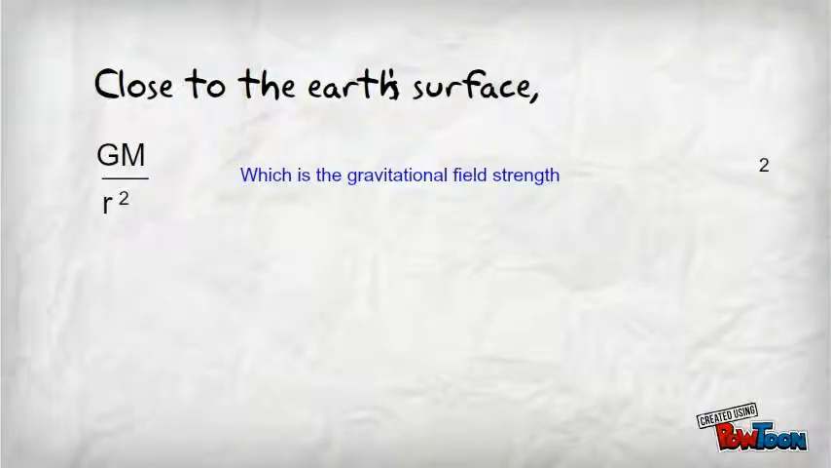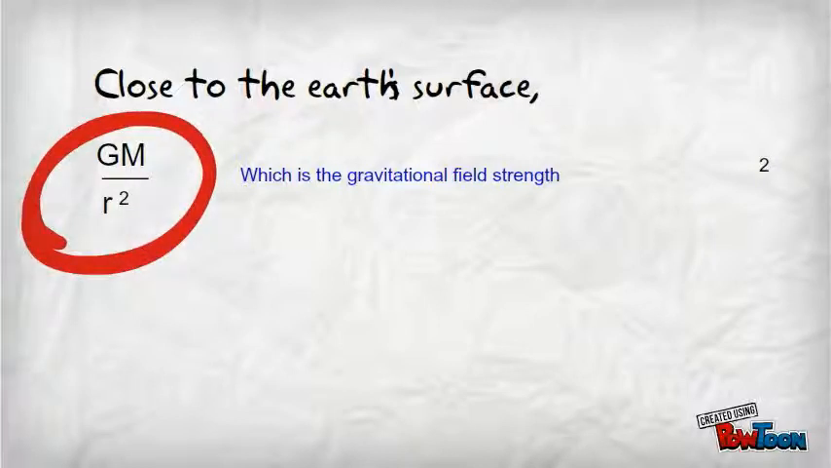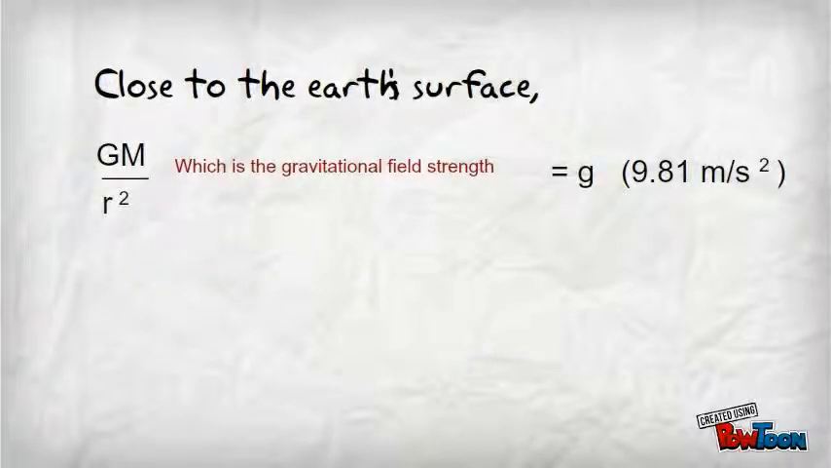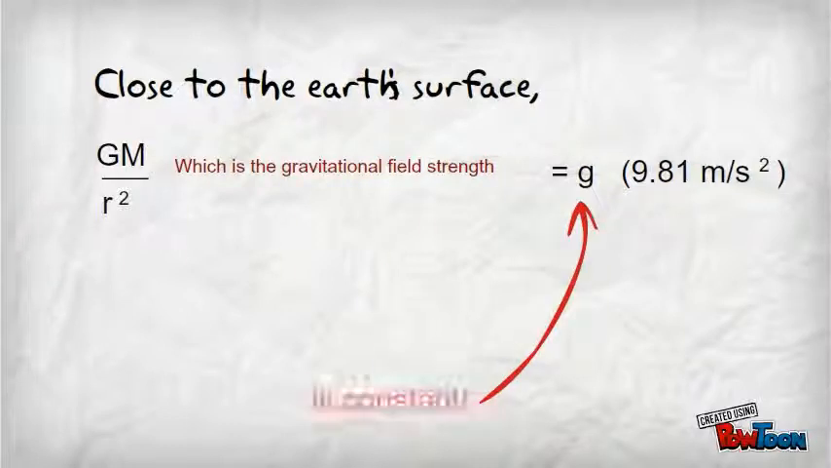Now, close to the Earth's surface, we say that the gravitational field is uniform. G is constant, m is the mass of the Earth, which is constant, and r squared, if you stood on the Earth's surface, would be the radius of the Earth, so that would also be constant, and that gives us g, which is equal to 9.81 meters per second squared. And as long as we don't go too far above the surface of the Earth, we're not really going to increase r significantly, so we can say that g is constant.